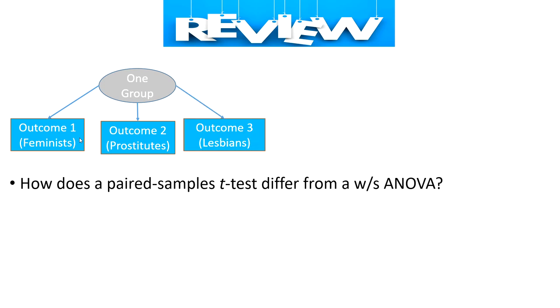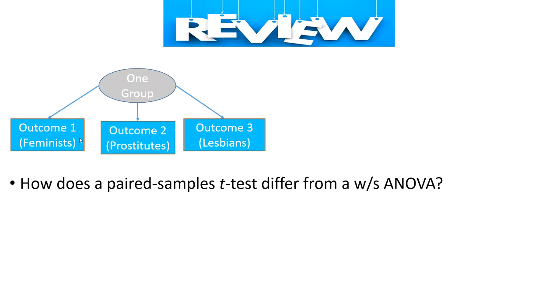Right, we added a third outcome here, prejudice towards lesbians, another predominantly female group that is socially derogated, socially maligned, looked down upon, along with feminists and prostitutes. Right? So we have one group producing 3 scores. We're comparing more than 2 scores within the same group of people, hence a within subjects ANOVA. So the leap here from the paired t-test to the within subjects ANOVA is pretty simple.